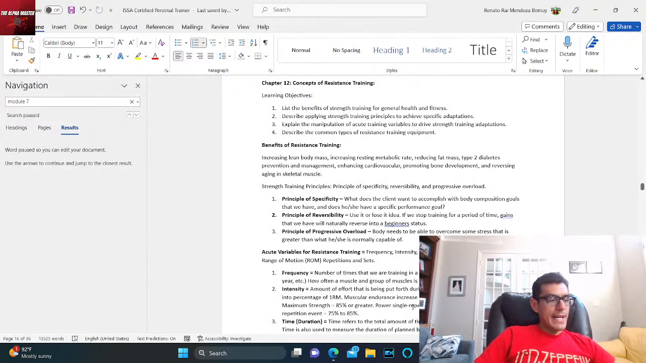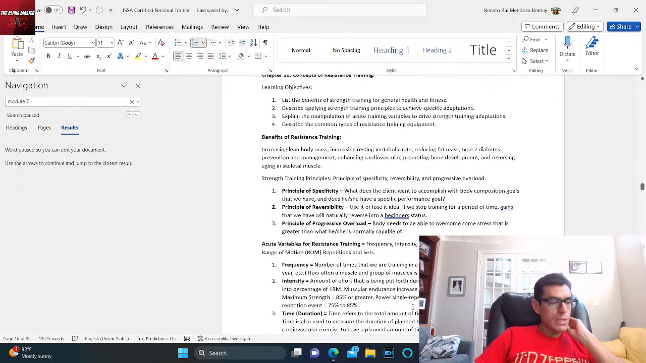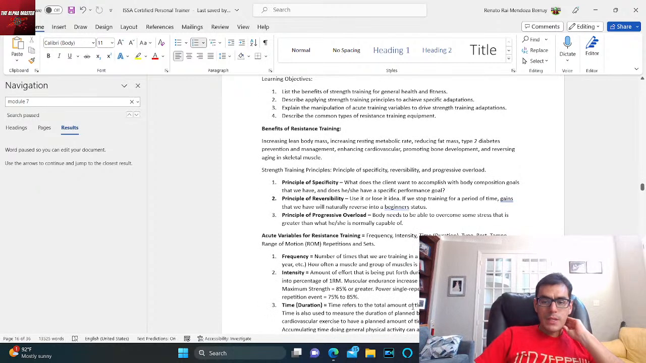Now, for time or duration: time refers to the total amount of time an activity or exercise session lasts. Time is also used to measure the duration of planned bouts of exercise. It is common for cardiovascular exercise to have a planned amount of time associated with each session, and accumulating time doing general physical activity can count for long-term health benefits.